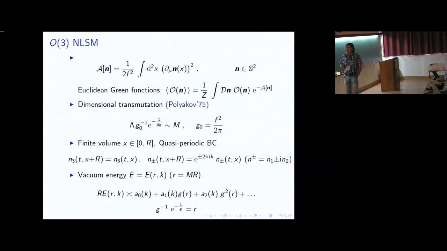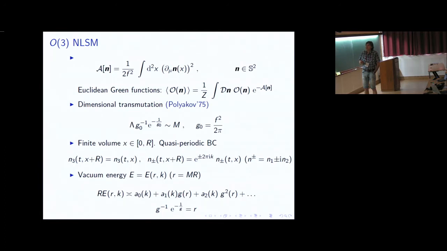So the classical theory is massless. There are no scales in this Lagrangian, so it is scale invariant and, in fact, conformally invariant at the classical level. But at the quantum level, a certain scale is generated. This is denoted by M, which can be understood as the mass of the particle, or the inverse correlation length. It appears through the transmutation of the bare couplings.